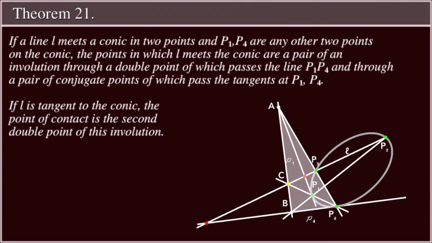If a line L meets a conic in 2 points and P1, P4 are any other 2 points on the conic, the points in which L meets the conic are a pair of an involution through a double point of which passes the line P1, P4, and through a pair of conjugate points of which pass the tangents at P1, P4. If L is tangent to the conic, the point of contact is the second double point of this involution.